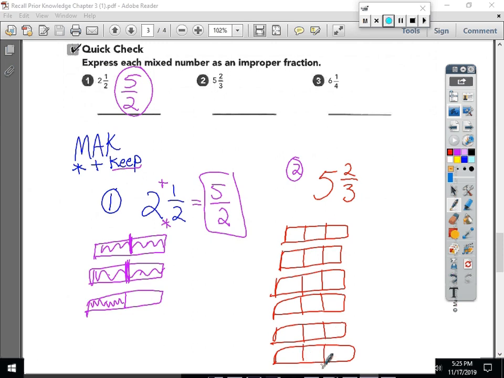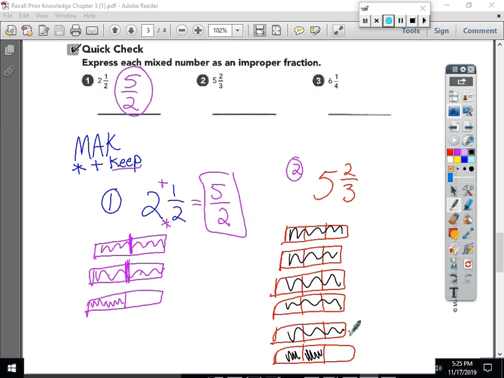Well, I have 5 whole bars, so shading these in, there's 1, 2, 3, 4, 5 whole bars, and 2/3 more. 1, 2 little parts more. I could count up how many thirds that is. That's like 3, 6, 9, 12, 15, plus 2 more, 16, 17. I'm getting 17 thirds. Is there another way to get there?